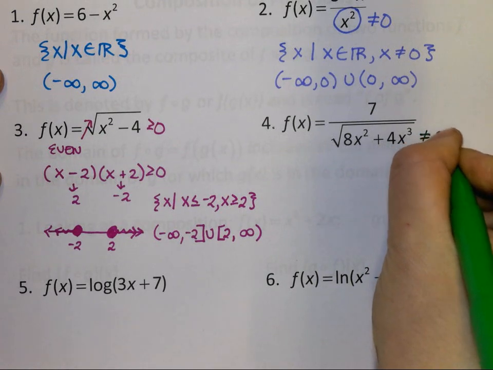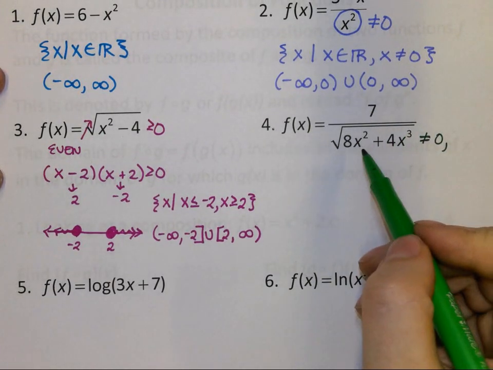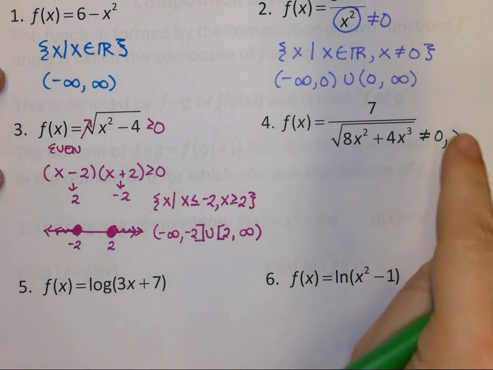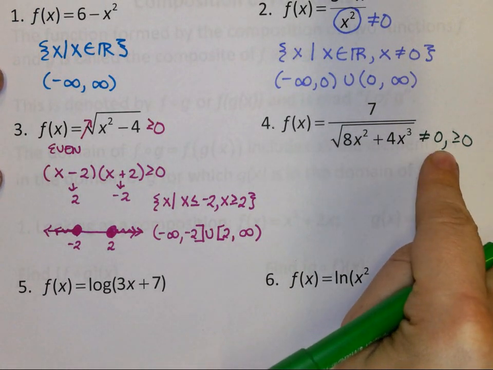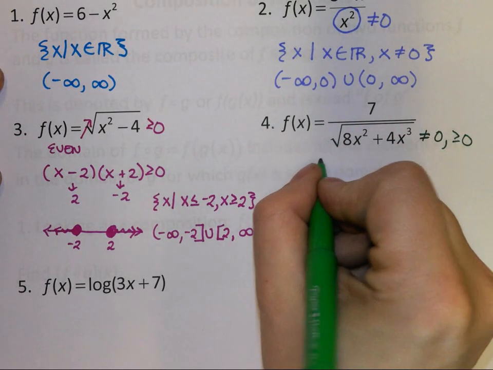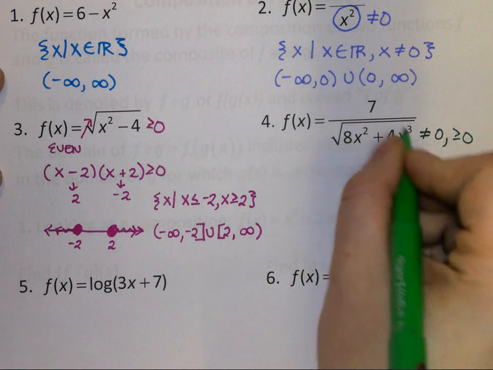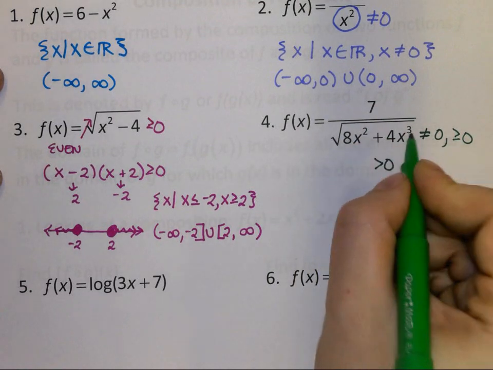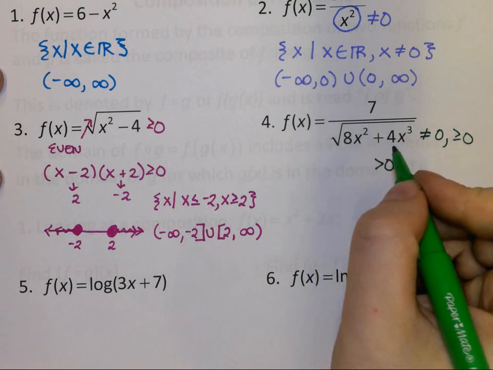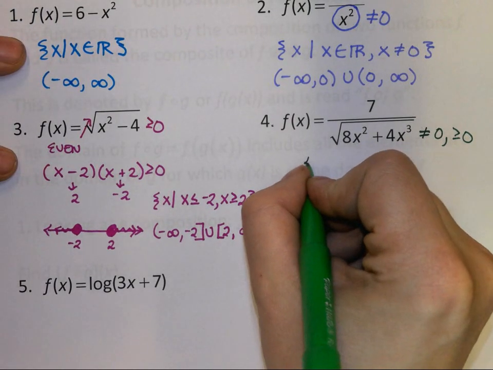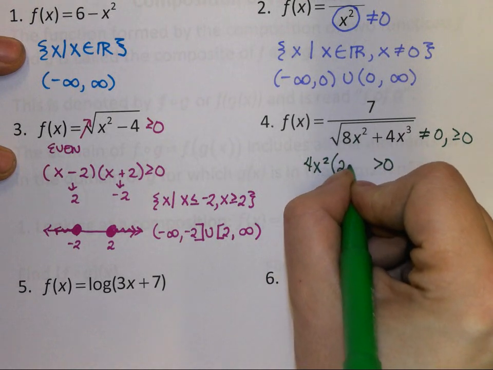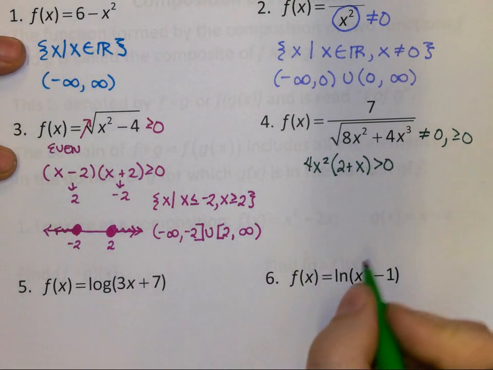But I also see a root. What is true from the root? It has to be greater than or equal to 0. So if we put those two together, what is my restriction? It has to be greater than. So this whole thing has to be greater than 0. How do I start solving this? There you go. Take out the 4x squared. And we are left with what? 2 plus x.